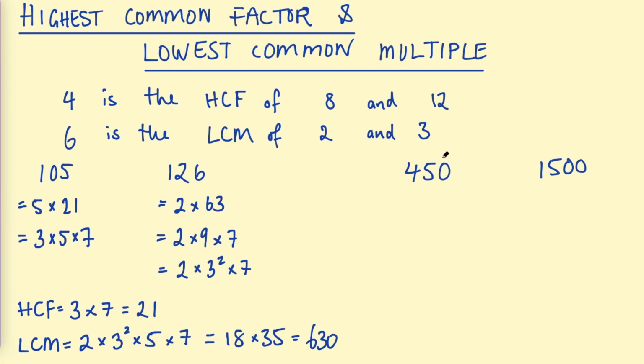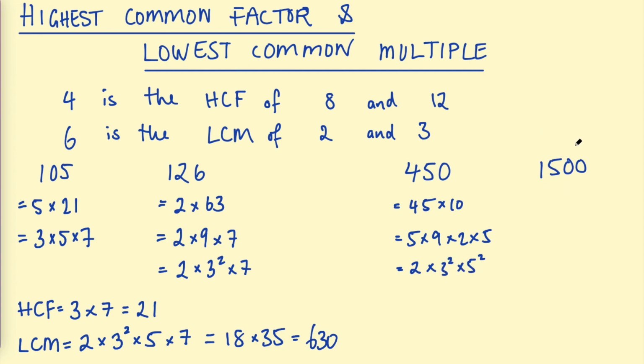So first we want the prime factors of 450. I'm going to start with 45 times 10, and then 45 is 5 times 9, and then 10 is 2 times 5. And then I'm going to write this as 2 times 3 squared times 5 squared.